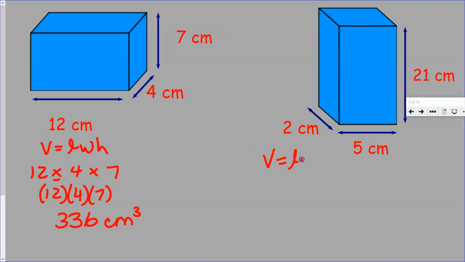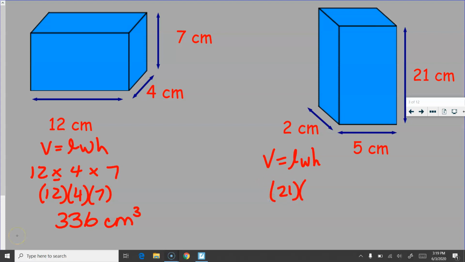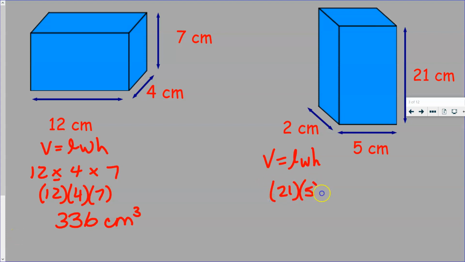Alright, same thing goes over here. Volume equals length times width times height, which is length is 21. Width is 5. Doing this shape here, and then the height is 2. Okay, so 21 times 5 times 2 will be 210 centimeters cubed. Alright, it's a simple formula. Really, you can't get the answer wrong if you mix these up because it's just 3 numbers times each other. And then just recall that you need to write it in the proper format with a centimeter cubed.